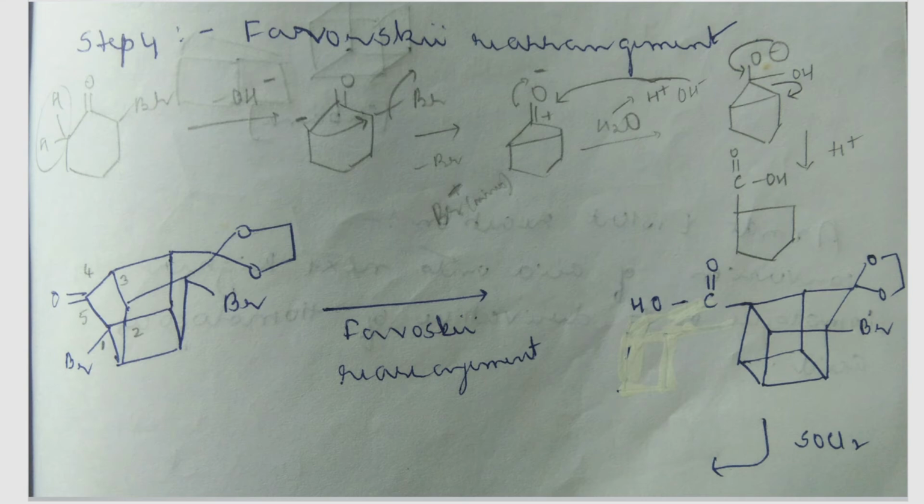Next step, that is step number 4, is Favorsky rearrangement. Here I've shown you what actually happens in Favorsky rearrangement, but this part that's written in pencil, you don't have to write in the exam. You just have to write what happens to your cubane, because you're synthesizing cubane. Here I've just shown an example of what exactly Favorsky rearrangement is and how it takes place.